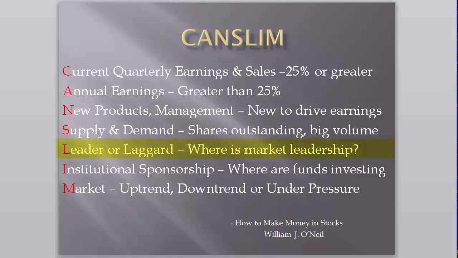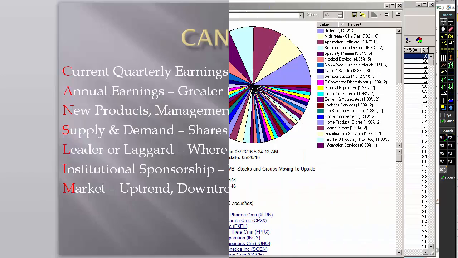Okay, as we noted, the L in CANSLIM stands for leader or laggard. It's important that we identify where the leadership in the market is. To that end, we use HGSI, High Growth Stock Investor's Spectrum Analyzer, to identify the market leadership on a daily basis. So let's get started with that.